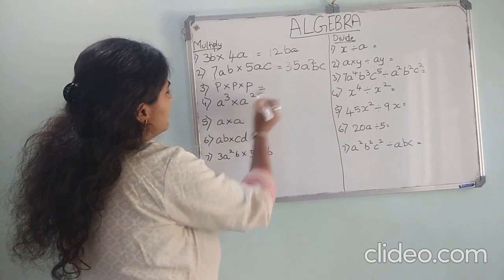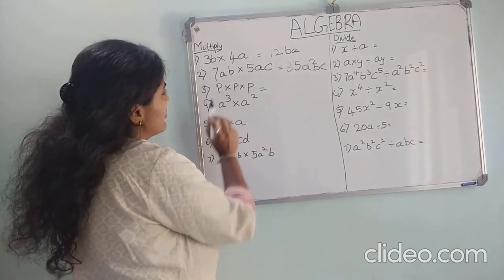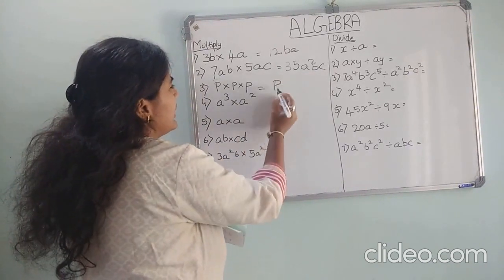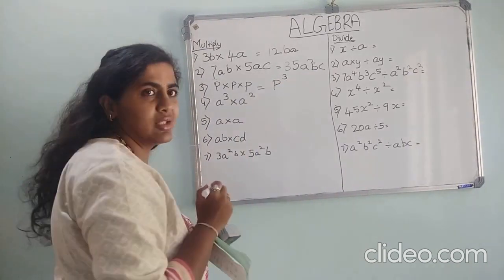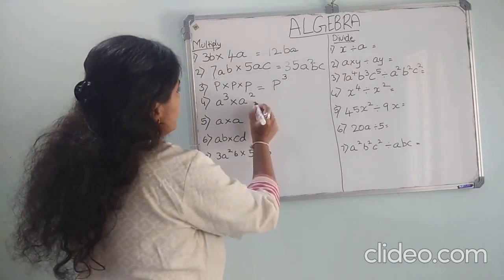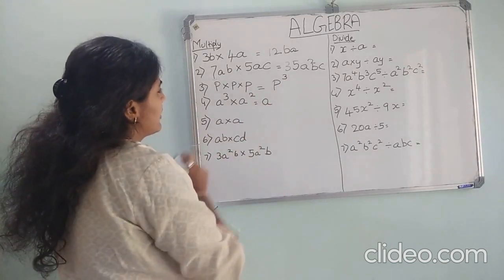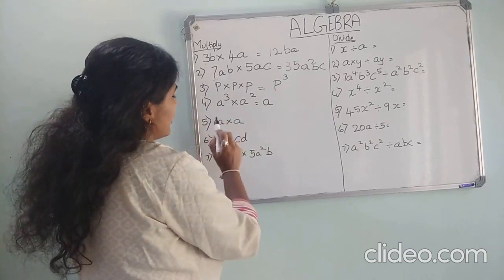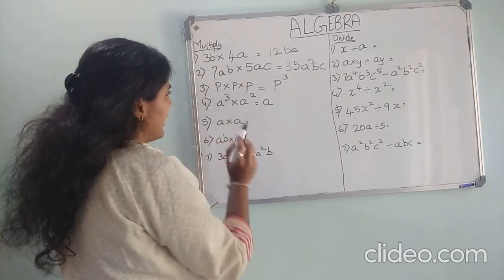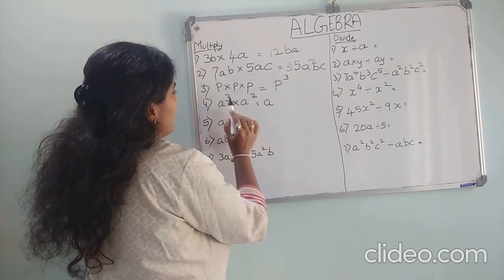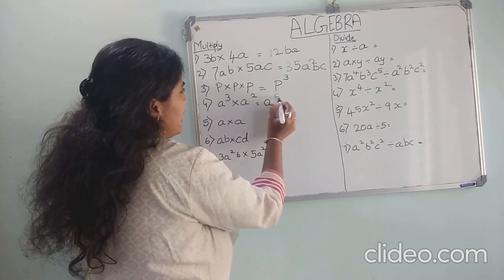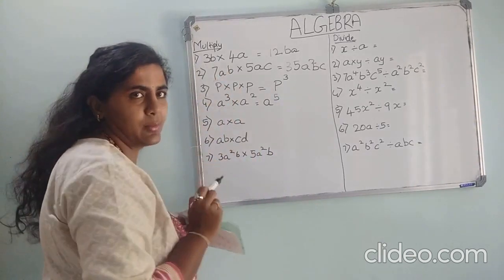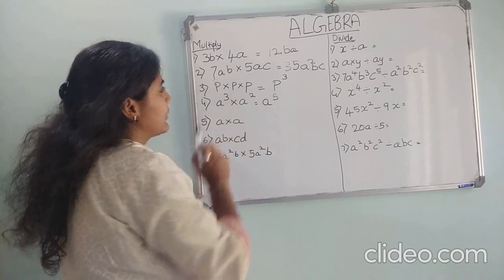Here P into P into P. P has been repeated 3 times, so P to the power of 3, that is P cube. Here A cube into A square. Here I will add the powers. We should always add the powers: 3 plus 2 is 5, A to the power of 5. Always remember, when doing multiplication in algebra, we have to add up the powers.